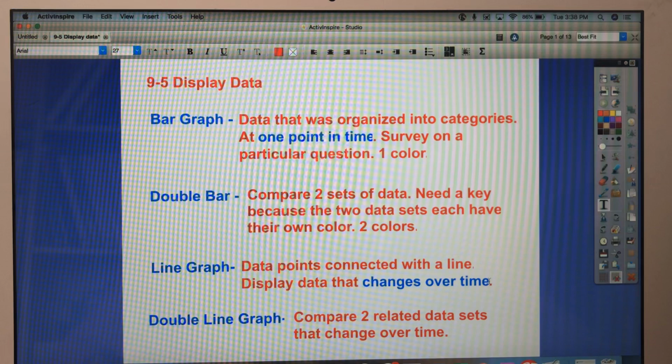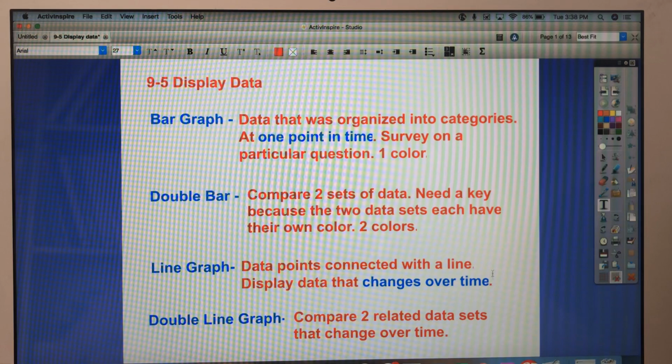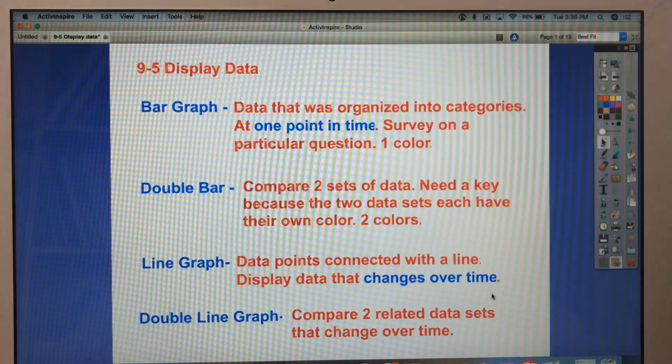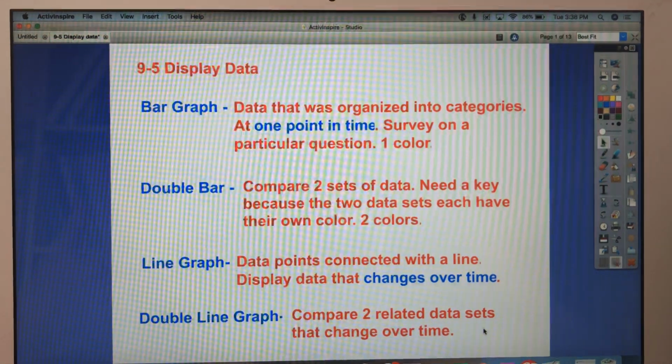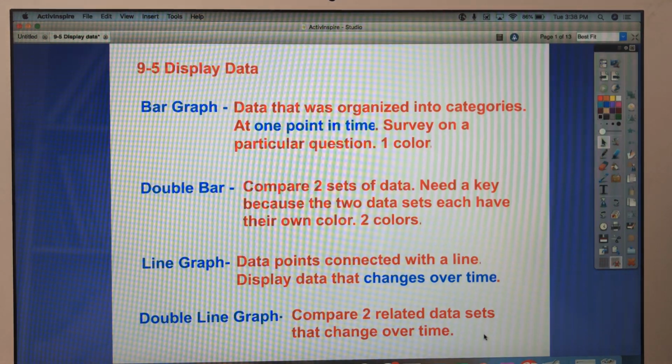Line graph. Here's the big difference. A line graph changes over time. This is when you're going to say, how much money did you make over the last 10 years? What did the stock market do over the last 10 years? You are not looking at what has happened today. You are looking at what happened over time. You can have a double line graph, and you can relate two different lines. You can have boys and girls, and maybe boys and how tall they are over time, or girls how tall they are over time. And you can compare two things over time, and you can use two colors.